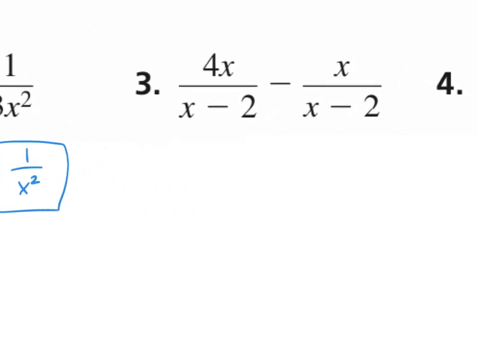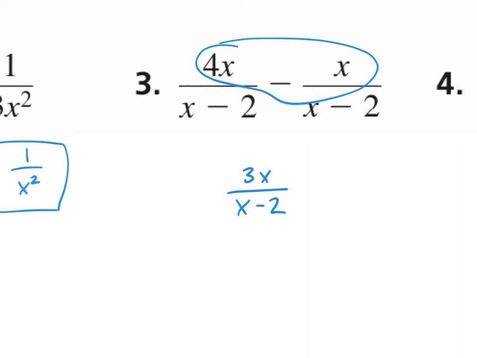Number 3. What's our denominator? X minus 2. What's our numerator? Awesome. 3x. So these are like terms, so it's just 4x minus x. So we can combine them. Can we simplify this? No, we cannot. Because this x minus 2 is together. So those x's don't just cross out. Can't do that.